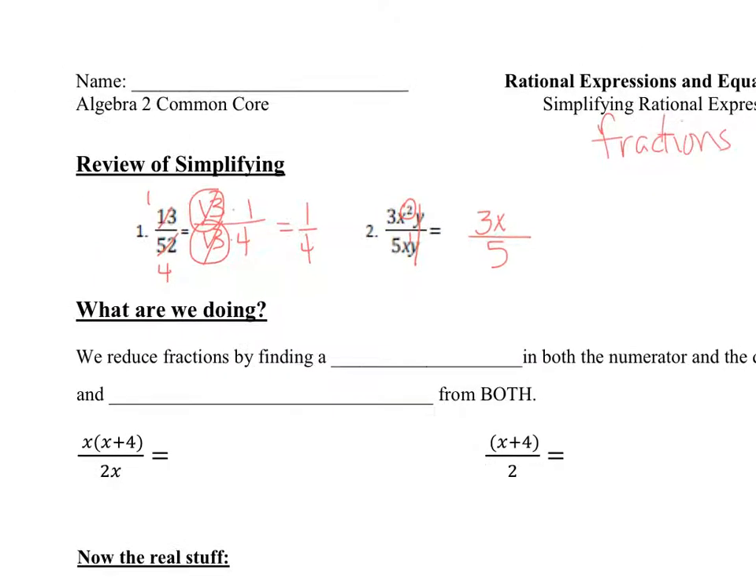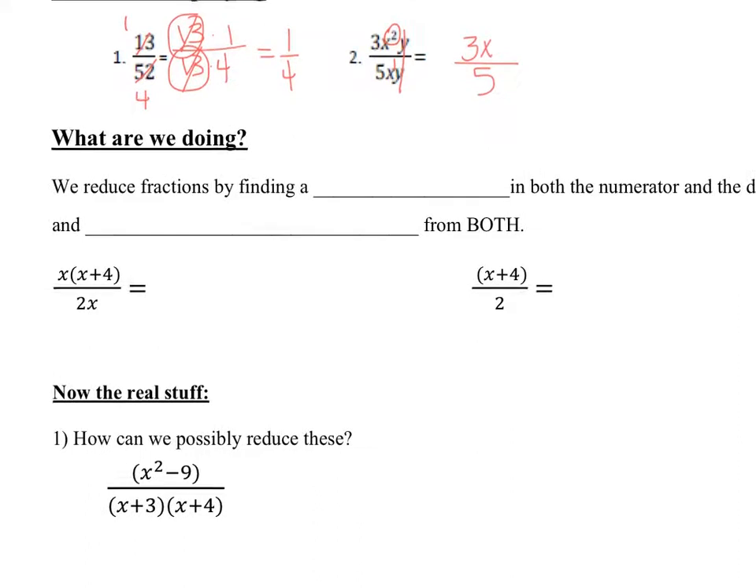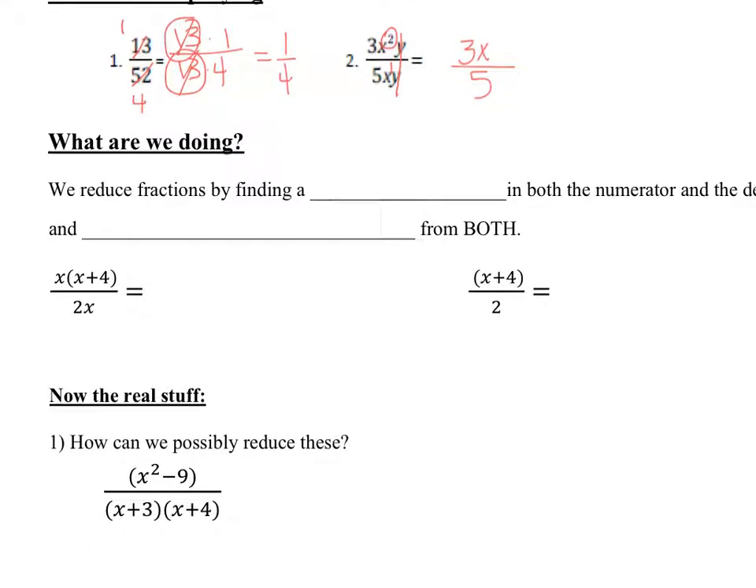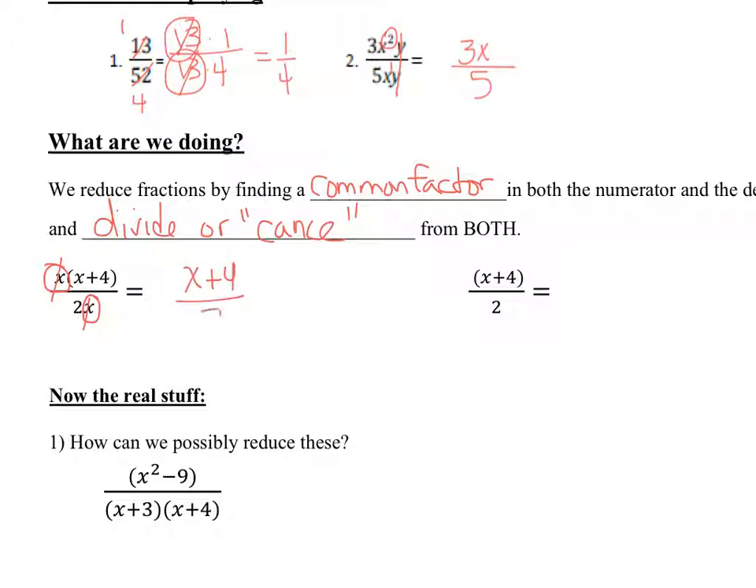So what are we doing? We reduce fractions by finding a common factor in both the numerator and the denominator. So it's a common factor, and divide, or we use the word cancel even though it's really not what we're doing, cancel from both. So as you can see here for this example, you have a factor of x in the top, and a factor of x in the bottom. So those can be reduced out, and we're just left with x plus 4 over 2.